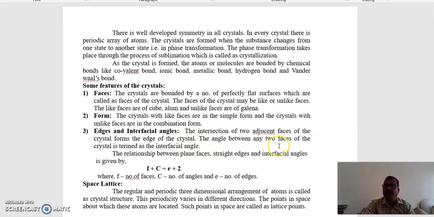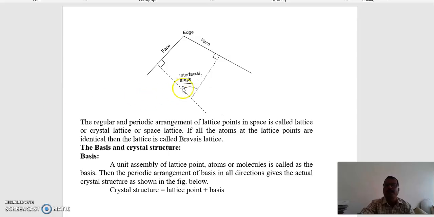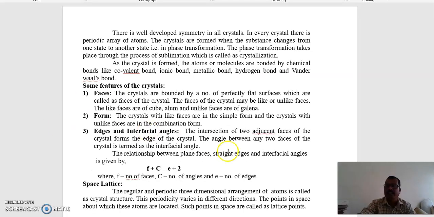The angle between any two faces of the crystal is known as the interfacial angle. The angle between any two faces of the crystal is termed as the interfacial angle.